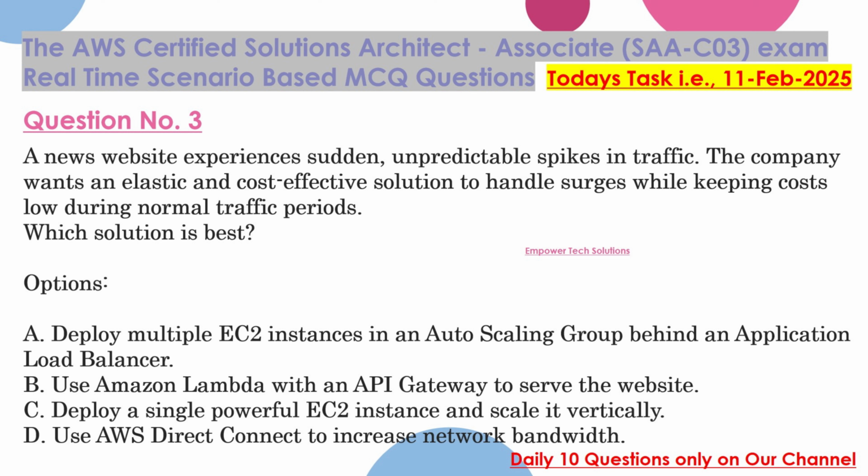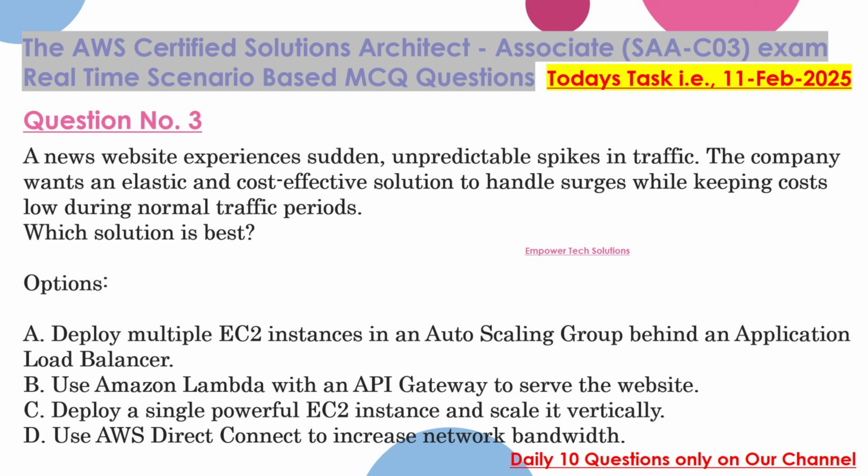Question 3. A news website experiences sudden, unpredictable spikes in traffic. The company wants an elastic and cost-effective solution to handle surges while keeping costs low during normal traffic periods. Which solution is best? Options: A. Deploy multiple EC2 instances in an auto-scaling group behind an application load balancer. B. Use AWS Lambda with an API gateway to serve the website.